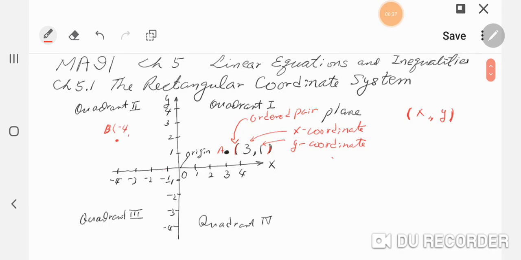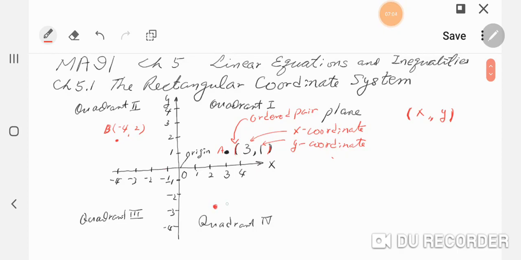So the x coordinate is -4. Then the y coordinate is, if you go to the y-axis, this y value is 1, 2. 2 units away from the center, the origin. So the coordinate of the point B is (-4, 2). Okay, -4 is the x value. Okay, so how about this point?